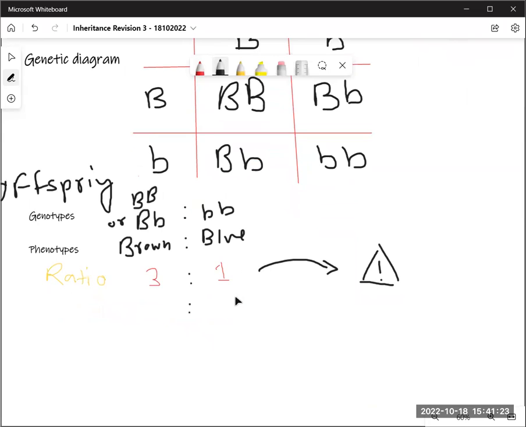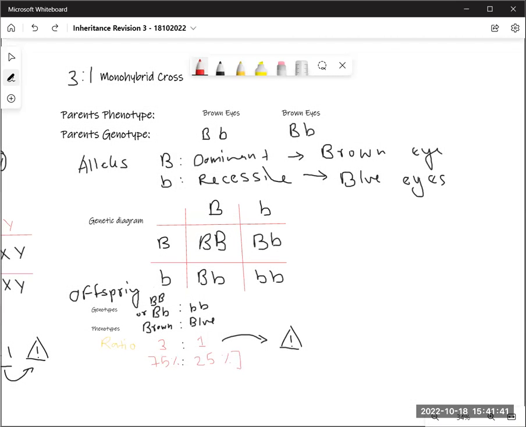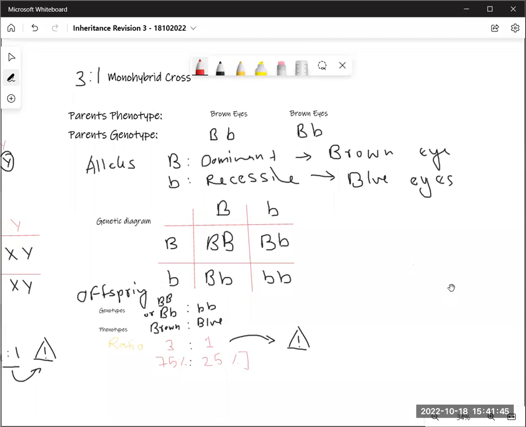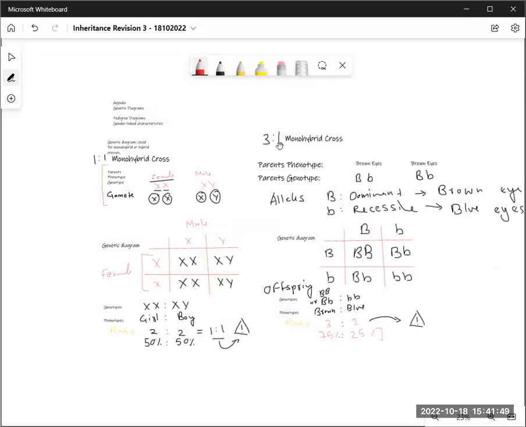If you want the percentage, this would be about 75 and 25. But they won't ask you this part. They will give you questions, but they will only ask you the ratio. So you need to understand the percentage as well. Any doubts in this part? Anyone? No, sir. These are the two types of crosses you may get: 1:1 monohybrid cross or 3:1 monohybrid cross.